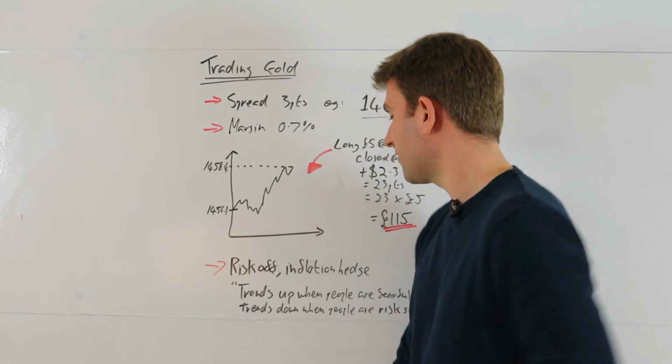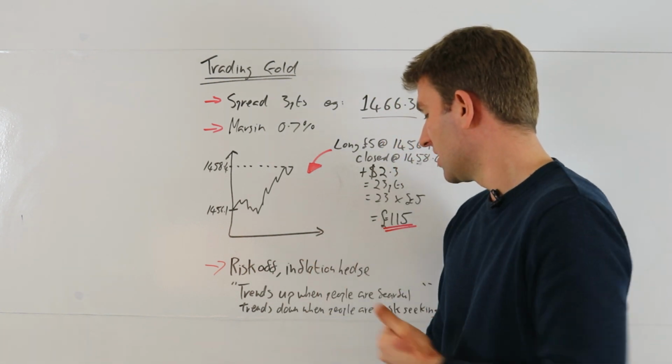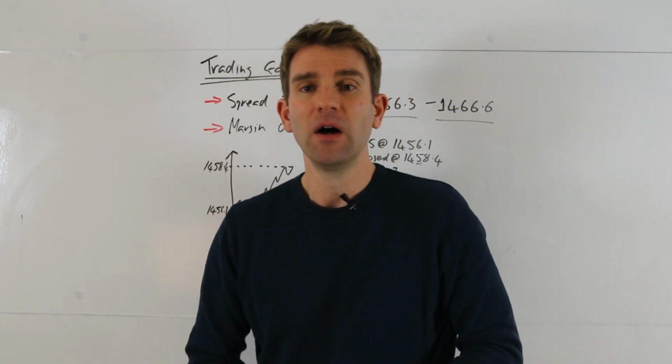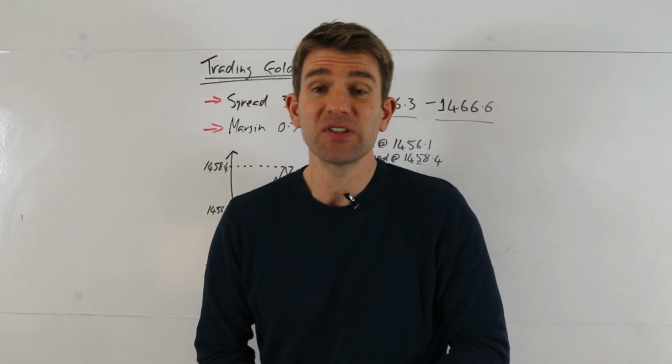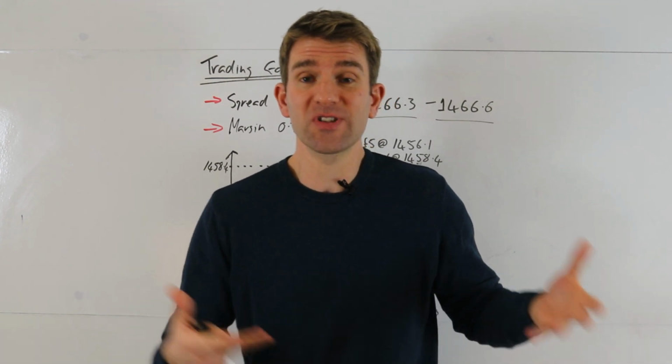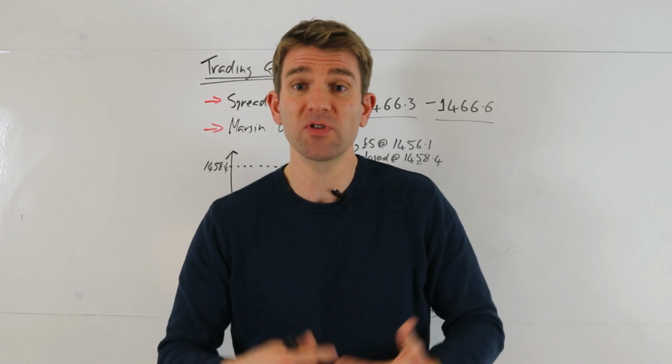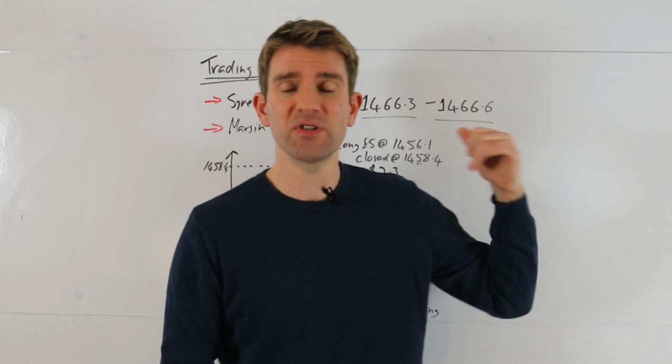So it seems a risk-off asset, inflation hedge, and generally trends up when people are fearful and trends down when people are risk seeking, because they're going to buy all the underlying stocks and assets that go with risk, and they're going to come out of gold. That's the way that rotation works. So gold's well worth looking at, guys. It's well worth sticking on your watch list.